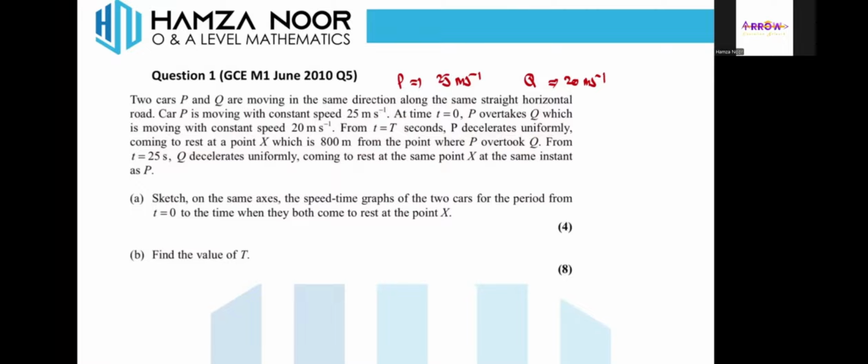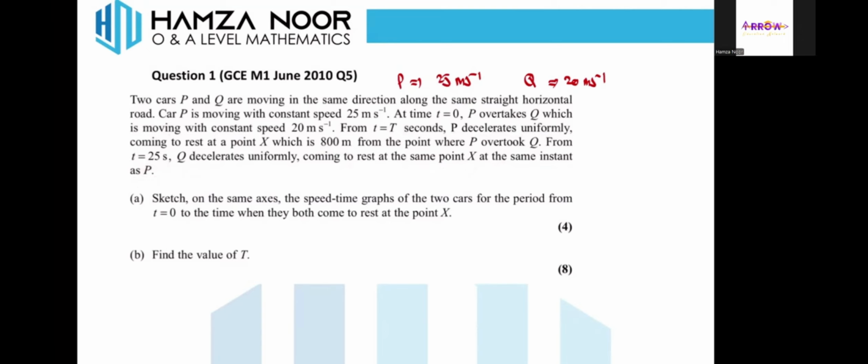Okay, so if we make the graph of only car P, the area under the speed time graph will be the distance, and this will be 800 meters. And from t is equal to 25 seconds, Q decelerates uniformly, coming to rest at the same point X at the same instant as P.